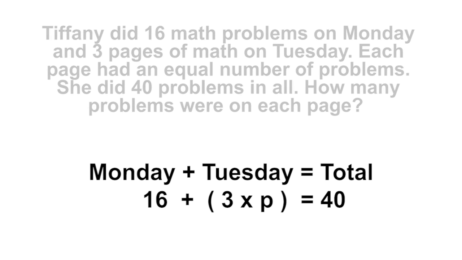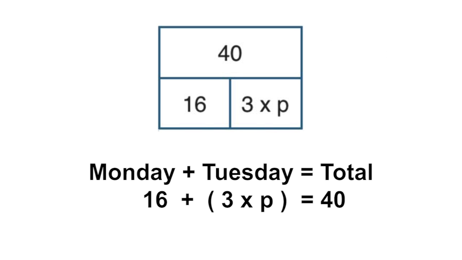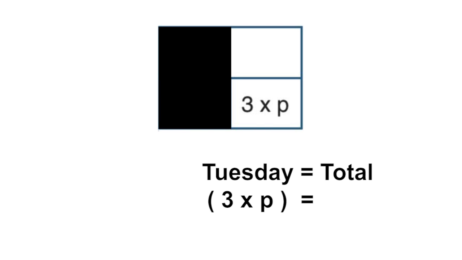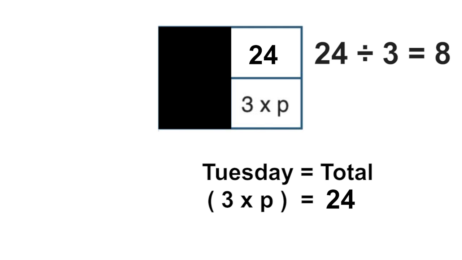We can represent it in a part-part-whole model this way to help us see how to calculate the number of problems on each page. If we take away Monday's 16 problems from the total, we have 24 problems remaining that Tiffany did on Tuesday. We know these 24 problems were equally distributed on each of the 3 pages she did that day. Therefore, we can divide 24 by 3 to see that there are 8 problems on each page.